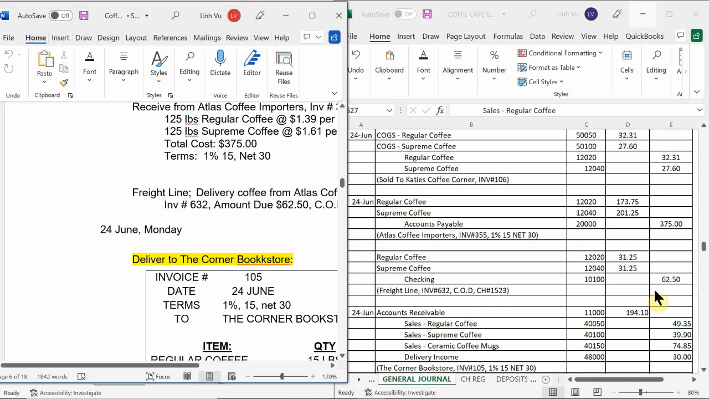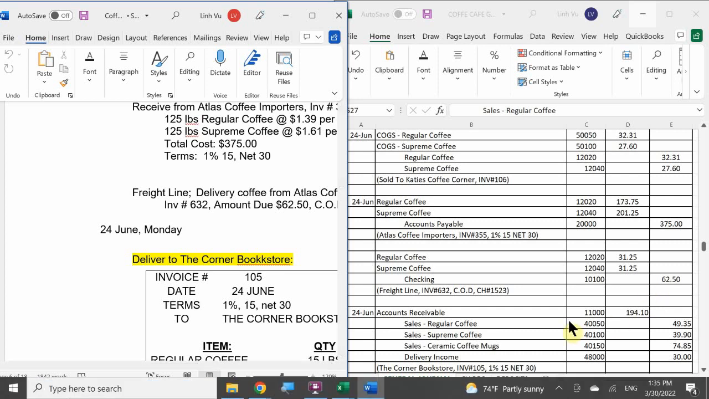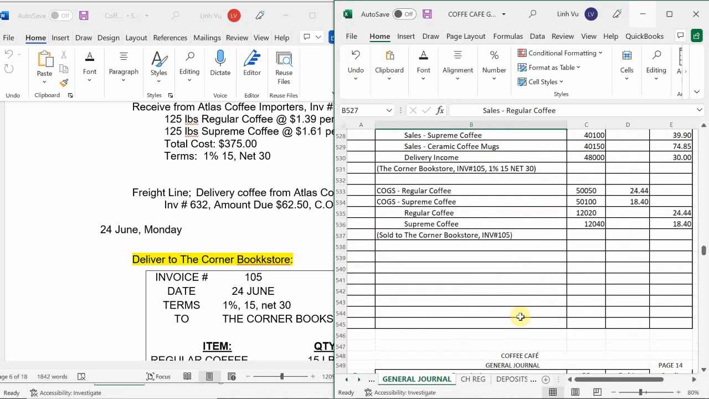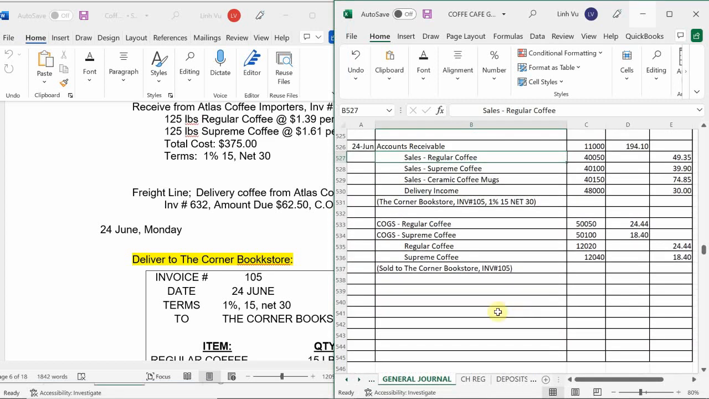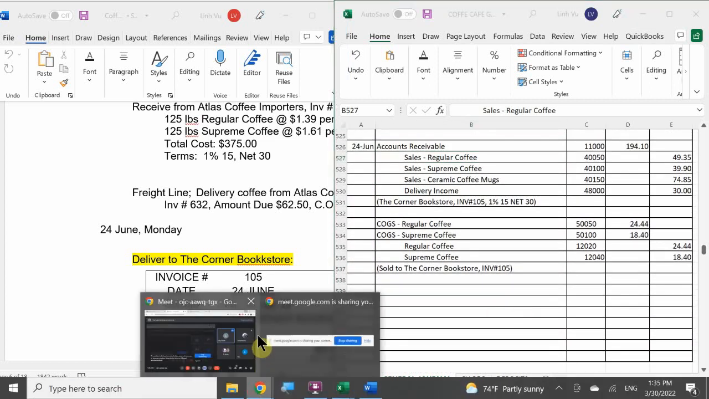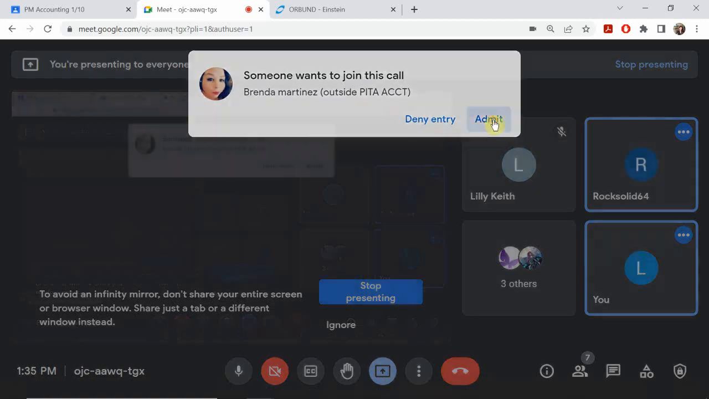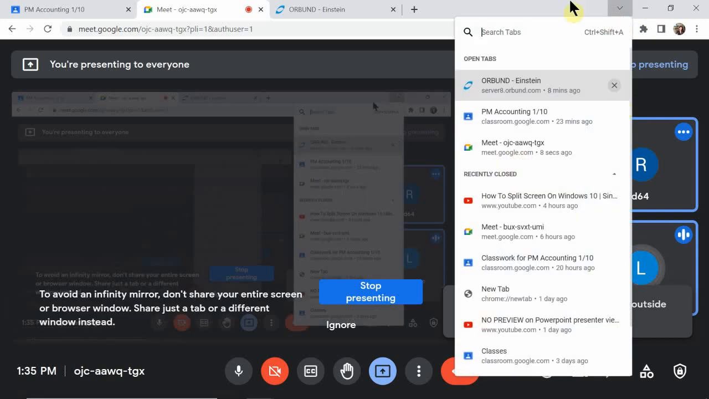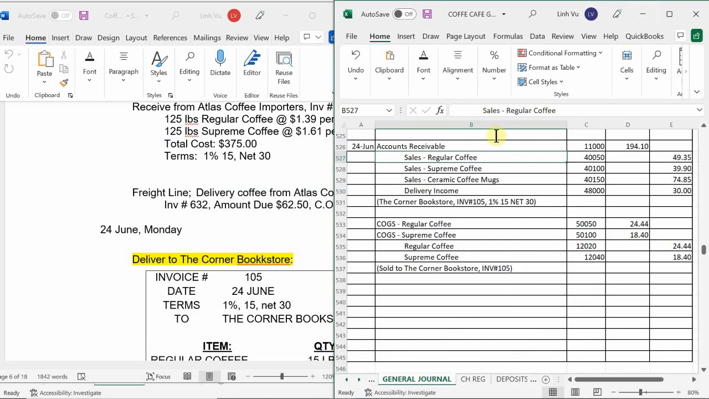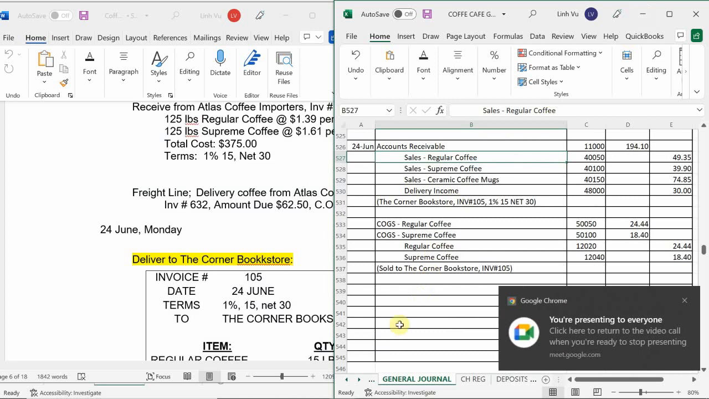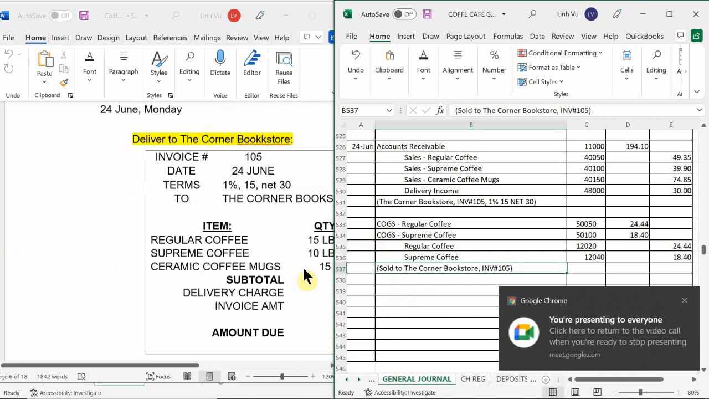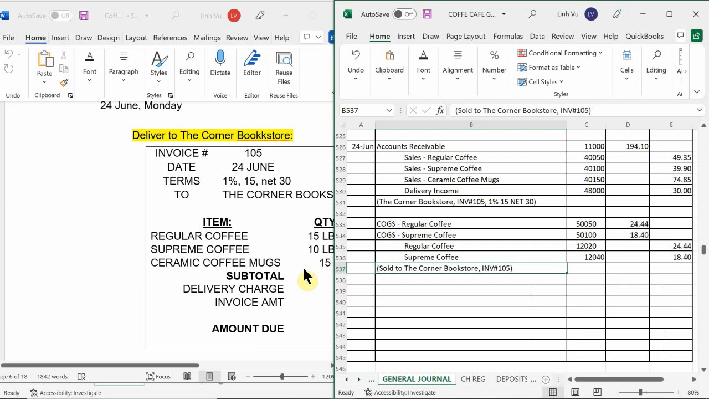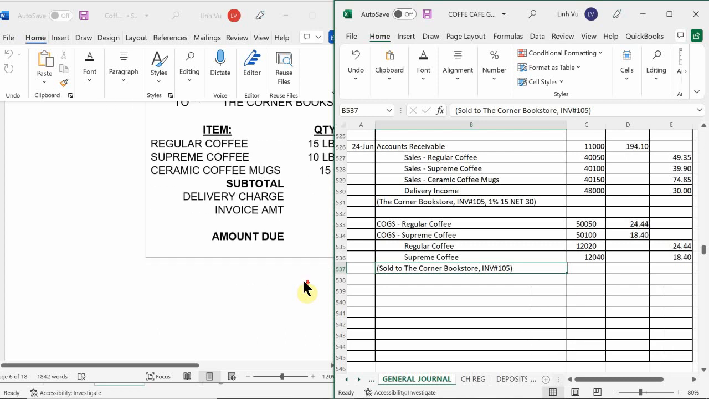Right, so let's see. The last transaction that we have done was delivering to the corner bookstore. All right, made it in time. Good. However, we actually had a couple mistakes. So that was the last thing that I want to stop here, because if we keep going on, we're just going to keep messing up more and more stuff.